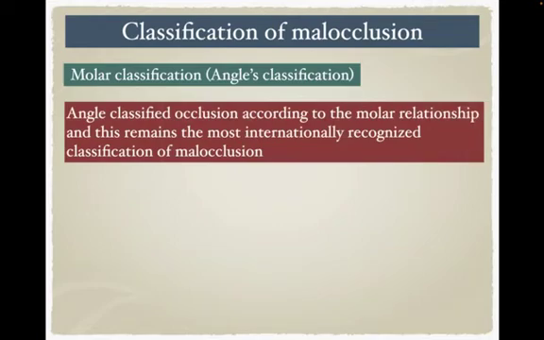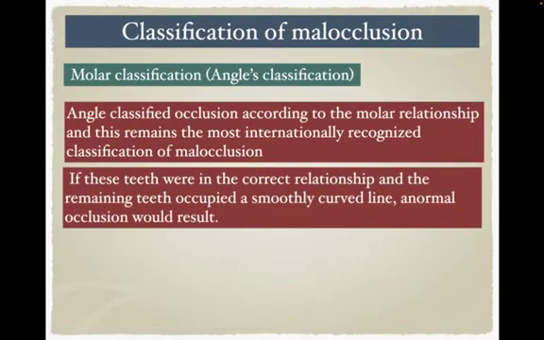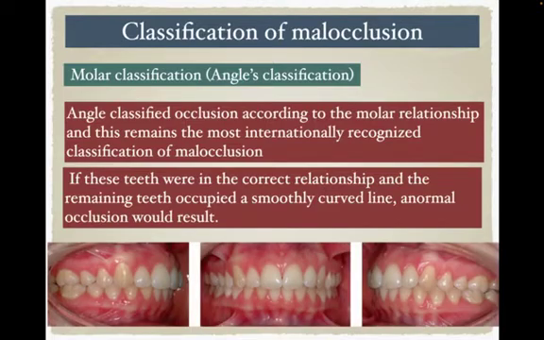So what is the molar classification of Angle? Angle classified the occlusion according to the molar relationship, and this remains, as we said, the most internationally recognized classification. If these teeth were in the correct relationship and the remaining teeth occupied a smoothly curved line, a normal occlusion would result. Again, as we mentioned in the beginning, to achieve a good occlusion, you need to get your molars into class 1. If your molars are in class 1 and the teeth occupy a smooth curved line, we will have a normal occlusion.